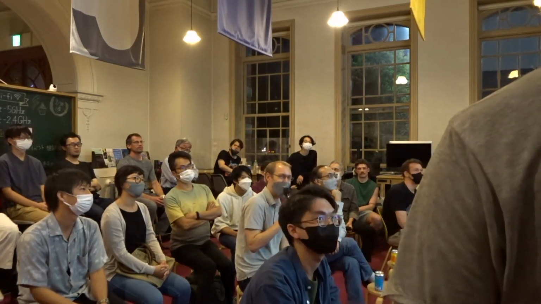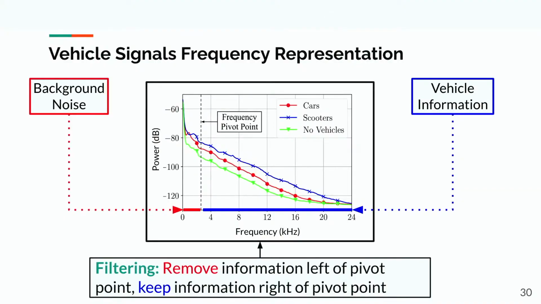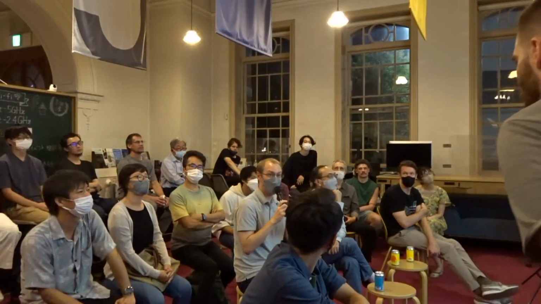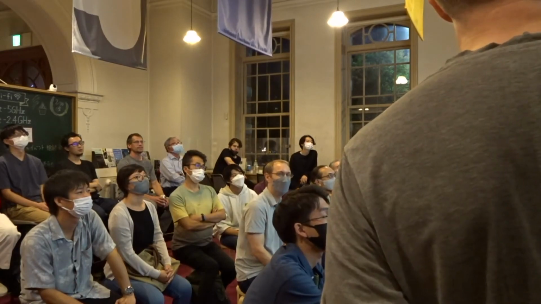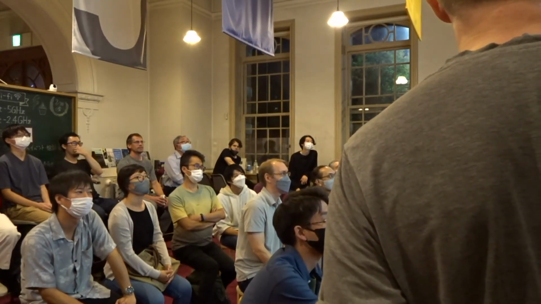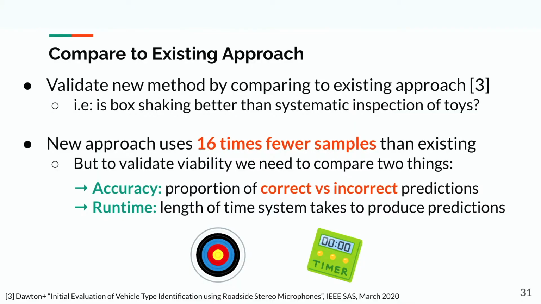Just clarifying. So the efficiency is caused by fewer samples, not the filtering. That's correct. I think it's correct to say that the accuracy is really a function of the filtering, and the runtime is a factor of the sampling.